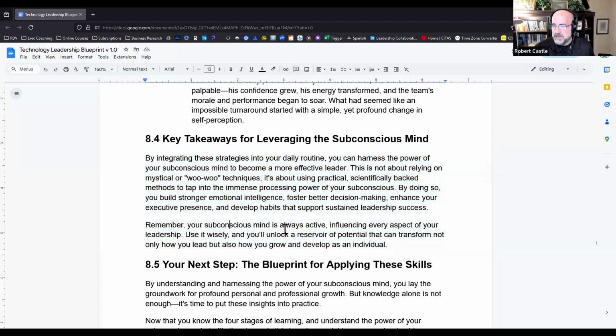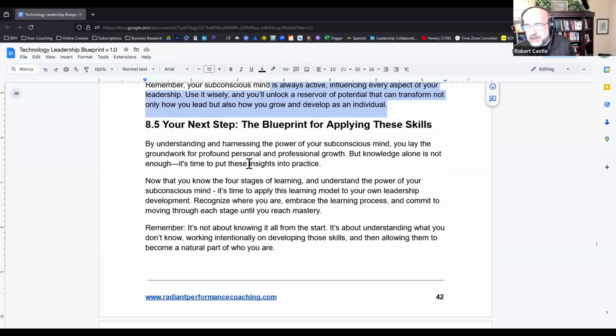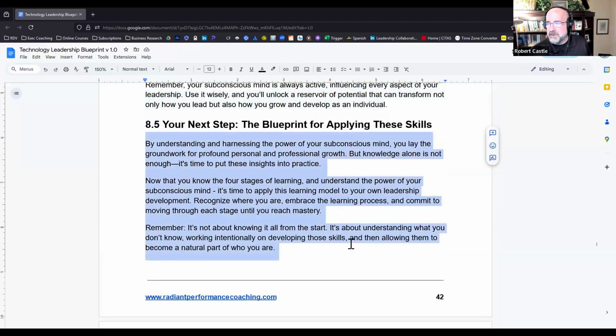Remember, your subconscious mind is always active, influencing every aspect of your leadership. Use it wisely, and you unlock a reservoir of potential that can transform not only how you lead, but how you grow and develop as an individual. So the next step, the blueprint for applying these skills. By understanding and harnessing the power of your subconscious mind, you lay the groundwork for profound personal and professional growth. But knowledge alone is not enough. It's time to put these insights into practice.